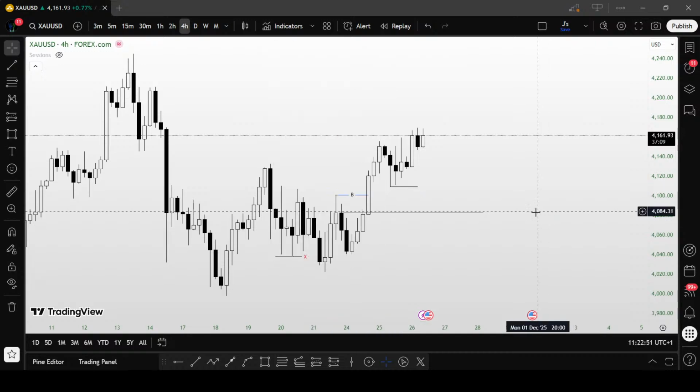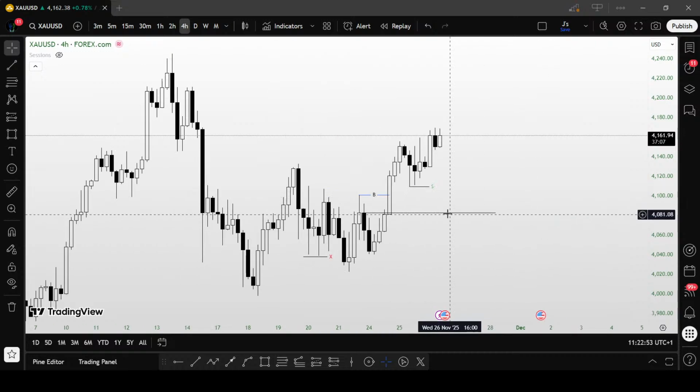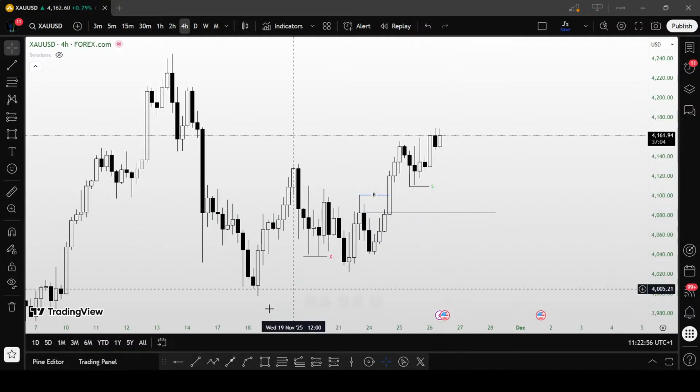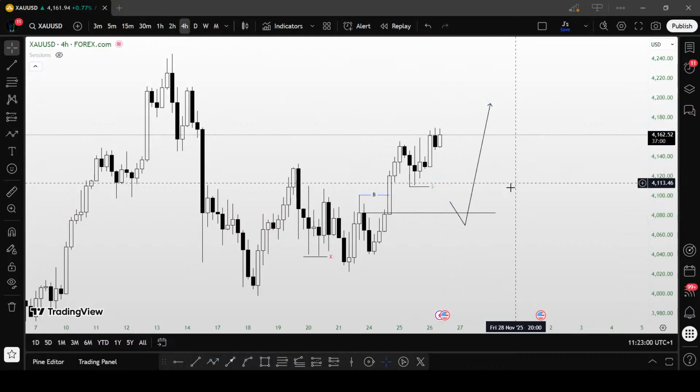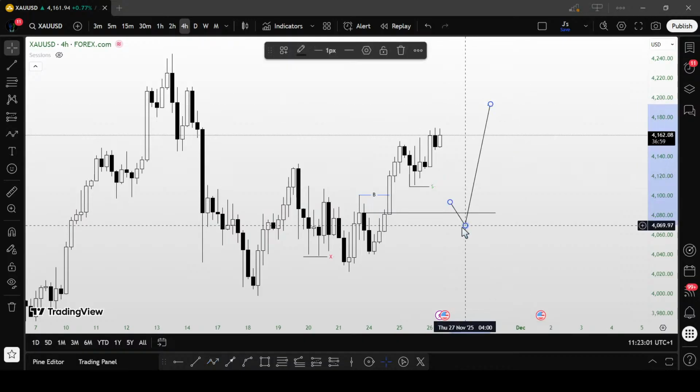Let me just name it very well. Okay, so yeah, I'm expecting a pump from around here still. I think I posted this on X. For those of you that follow me on X, I posted this particular bias over there.